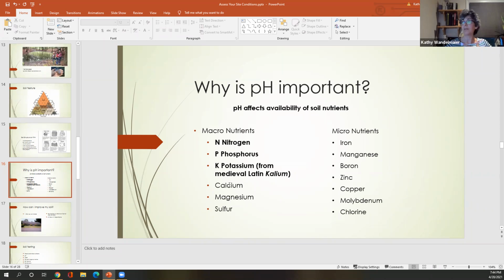Why K? Because it comes from the medieval Latin, kalium, or calium. And along with those three, we have calcium, magnesium, and sulfur, our macronutrients that are in your soil. So an imbalance of any of these things can have different effects on your plants.